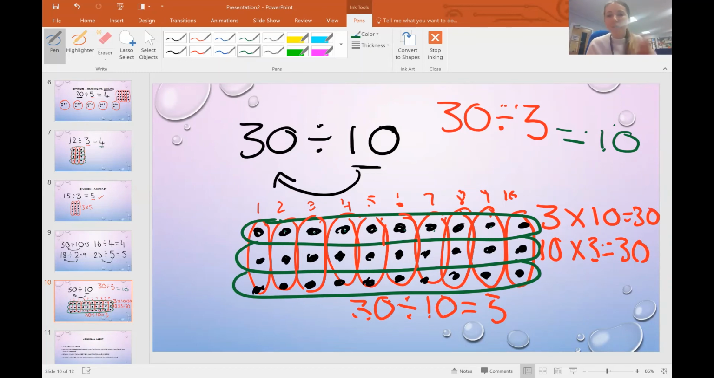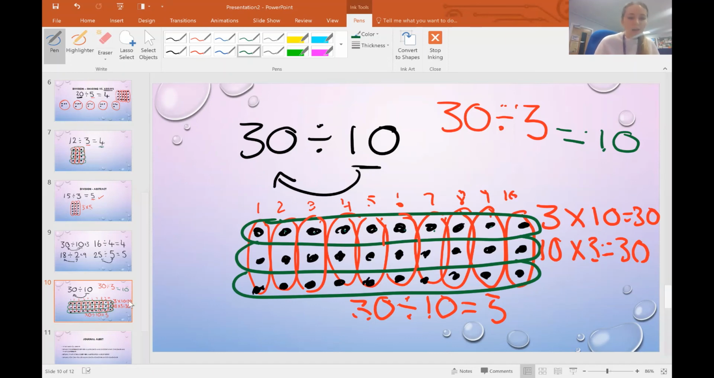So from that array, we can work out 4 facts, 2 multiplication facts and 2 division facts. So you can start to see that multiplication and division are linked. They are opposites. They are the inverse of each other, just like addition and subtraction. Okay, so we can see those 4 facts make a fact family from looking at our arrays.